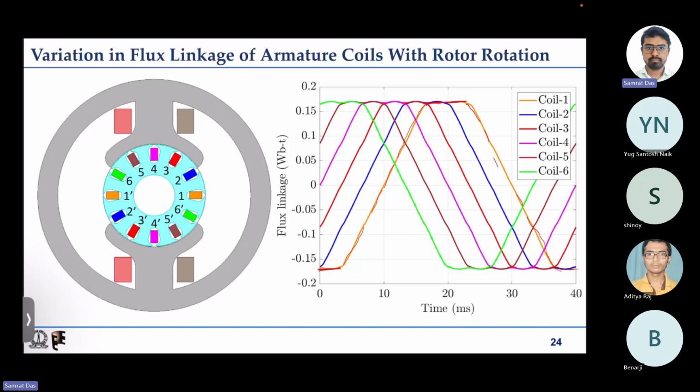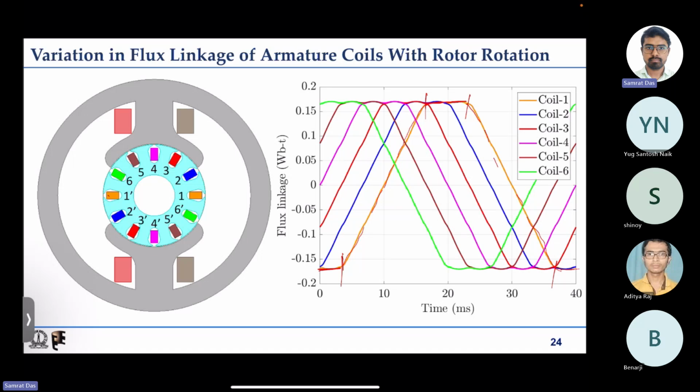We understood that the rate of change of flux linkage is nothing but induced EMF. So some positive induced EMF will appear across that coil in this duration, and some negative induced EMF will be there in the falling region. So the induced EMF is quasi square wave in nature for all individual armature coils.